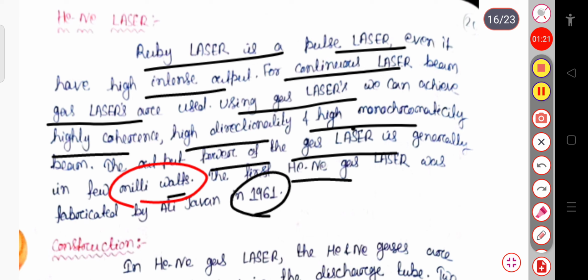This has great advantages over the ruby laser. In case of the ruby laser, though we are getting a highly intense output, it is a pulsed laser, so we are not getting a continuous laser beam in case of the ruby.